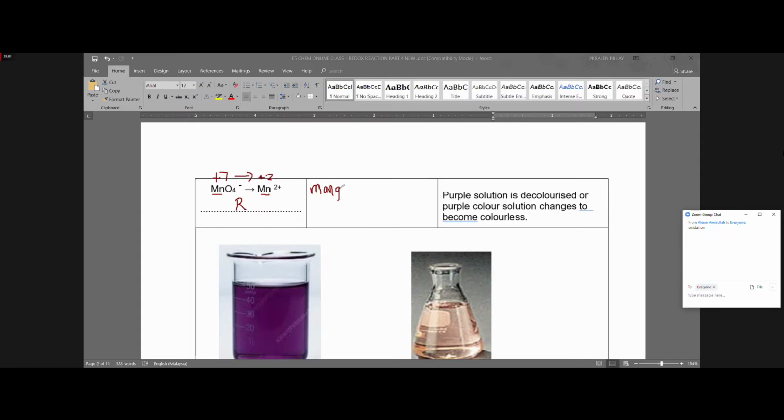Manganate, put Roman numerals, put 7. Manganate(VII) ion is reduced, you write R. Reduced to Mn2+, called manganese. This is the color for manganese, actually it's light pink, but it is almost colorless. Manganese, don't forget, is Roman numeral 2. Manganese got +2, +4, so it's +2. Manganese(II) ion. I repeat again: manganate(VII) ion is reduced to manganese(II) ion.